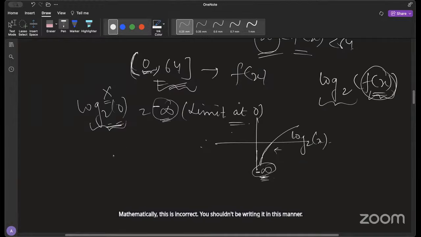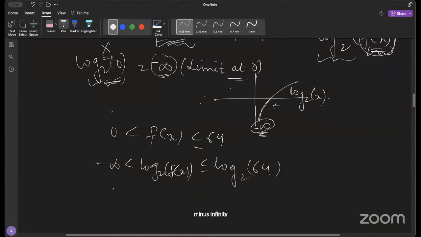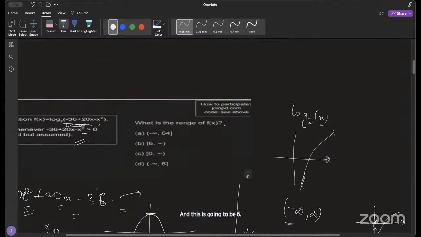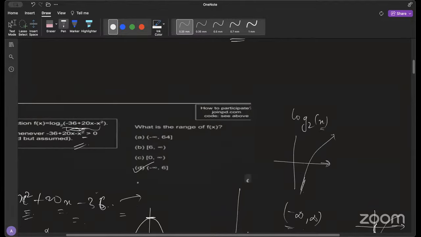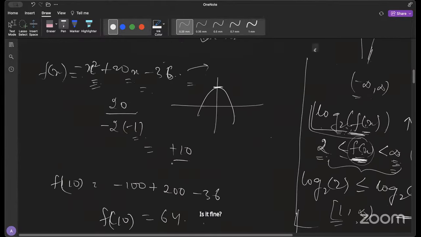Now if you apply log on both sides, your f(x) is between these two things. So you'll get log base 2 of 64, and here you will get minus infinity. So this is going to be minus infinity, and this is going to be 6. So it's this. Is it fine? Yeah, ma'am, it is clear.